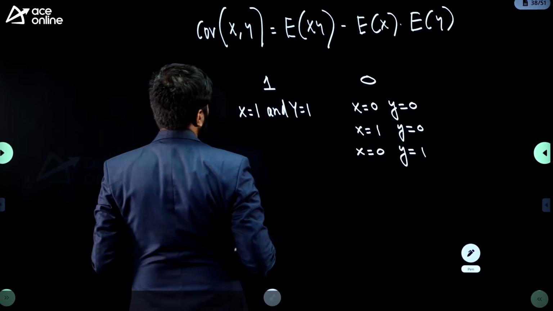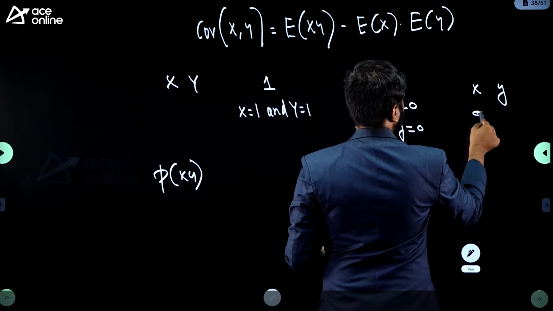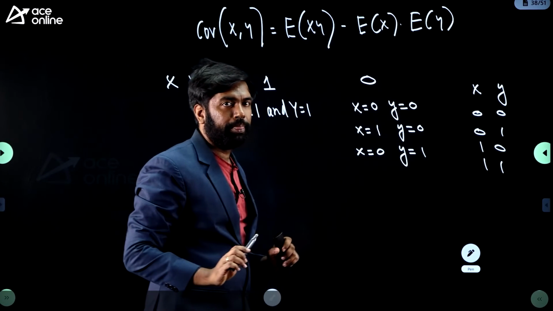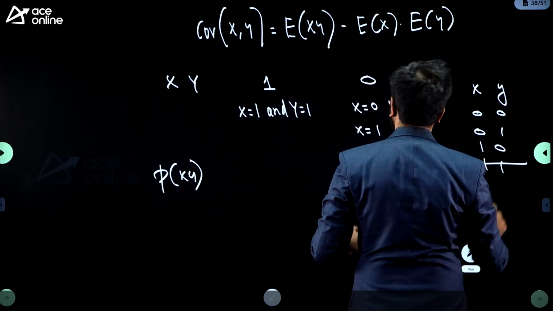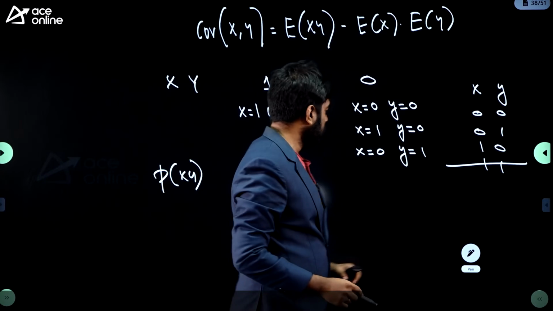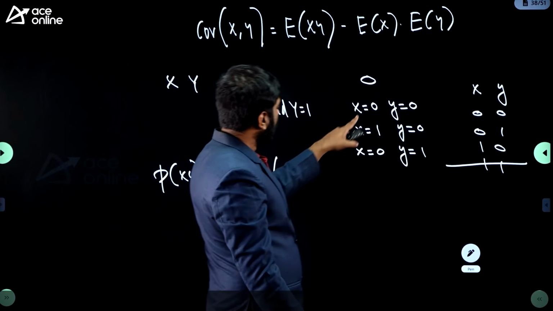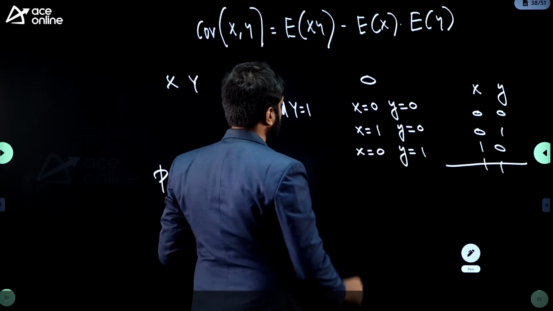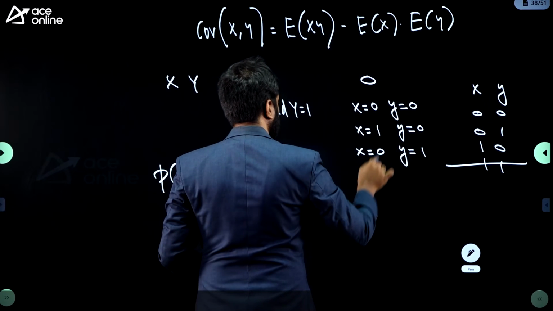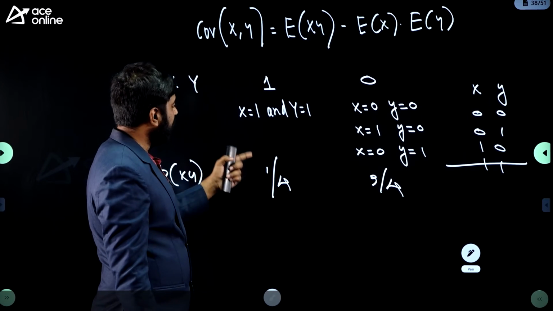How do you write this? See here, this is x, this is y. Once again I am explaining: 0 0, 0 1, 1 0, 1 1. These are the possibilities, students. In this case xy is 1, that means among the 4, in this case the value of xy is 1. So the probability of this event will be 1 by 4. And in all the remaining cases, xy is 0. Since there are 3 such cases or 3 points, the probability of this event is 3 by 4. So I now know the possible values of xy and their probabilities.